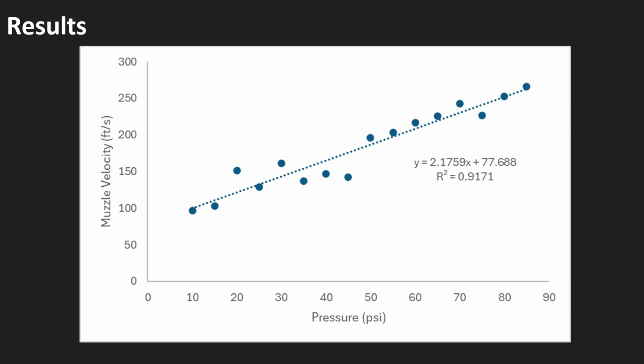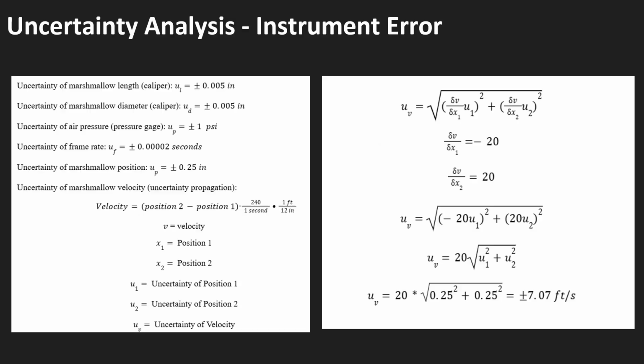And with our y equation there, the y will actually give us the velocity, and x is our pressure. Now this is our predictive model that we were hoping to find. And as you can see, by the relative closeness of the data values and the r-squared value, it was relatively accurate. After we have our results, it's important to start our uncertainty analysis.